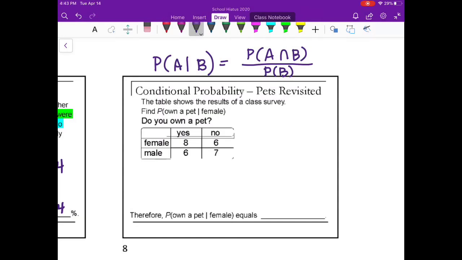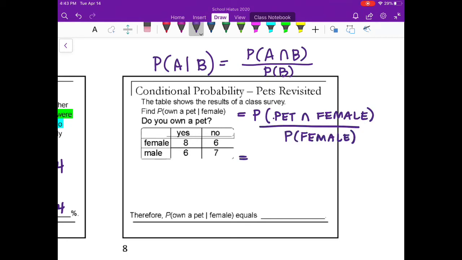Let's take another look at our pet owning survey in the context of the formula we've been given. We were looking for the probability that a student owns a pet given that the student is female. And so that will be the probability that they own a pet and they're female over the probability of female. So the probability that the person owns a pet intersect female will occur right here. Here's female, and here's owns a pet. And the intersection is 8.